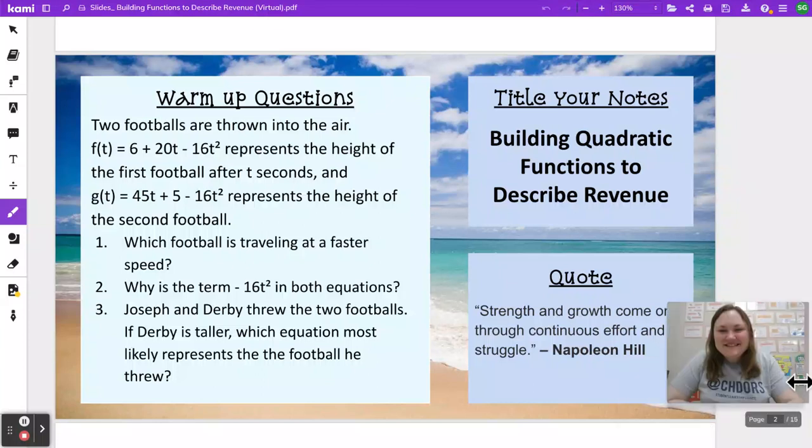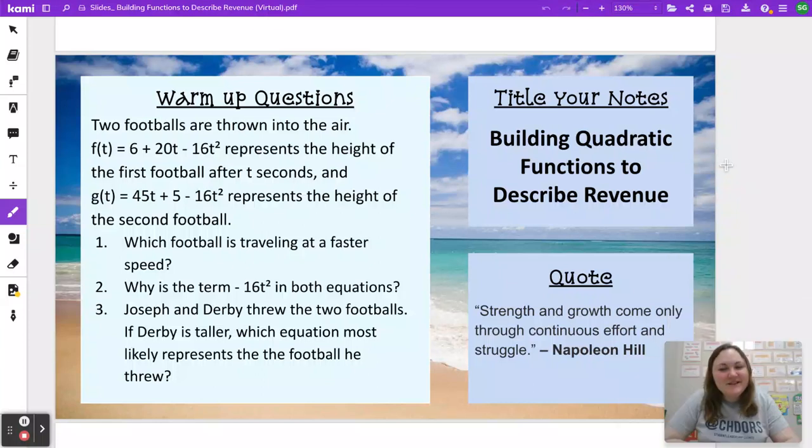Hello, math students. This lesson is going to be on building quadratic functions to describe revenue. The warm-up question is a review question from yesterday's lesson where we talked about building quadratic functions to describe objects that are launched into the air or falling through the air. So go ahead and try pausing this video now to try those warm-up questions and then come back to get the answers.